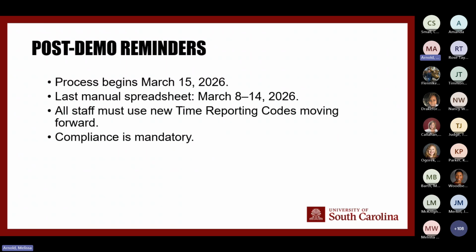This process begins on March 15th, which is Sunday. Your employees will likely begin using this more often beginning on Monday, March 16th. The last manual spreadsheet is this week, March 8th through 14th. So submit those to me on Monday through the telecommuting link, like always, and that will be the last one that you have to do. And then all staff must use the new time reporting codes moving forward. This compliance is mandatory, it's not optional, and is required by state HR that we are following this so that we can report properly.